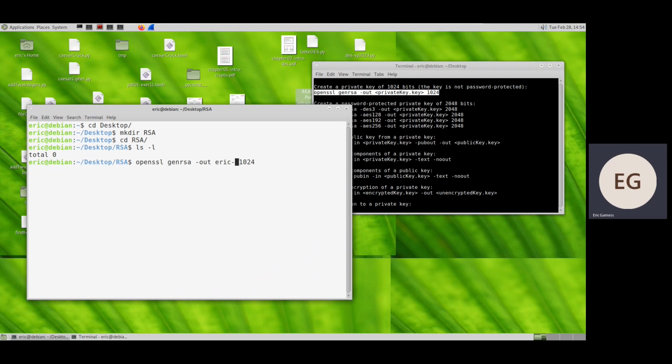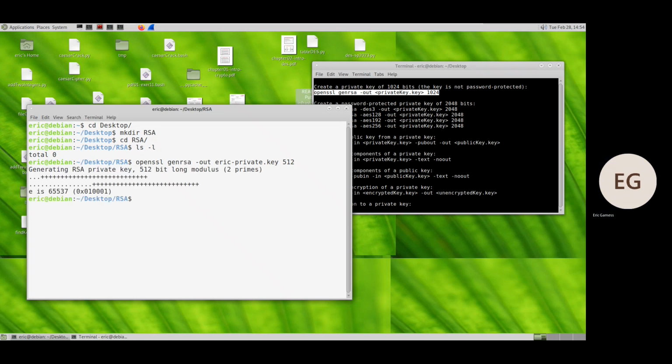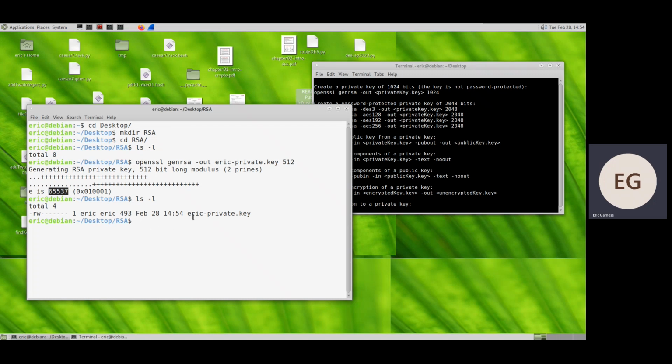Let me call it Eric private dot key. I want maybe not that many bits, maybe just 512 bits, so we don't deal with very big numbers and we can do a nice practice. I'm going to hit enter and it generates a private key. Remember that we have a public exponent. It just informed me that the public exponent that it chose is this number, 65,537. Now if I look in my directory, I do have the private key.